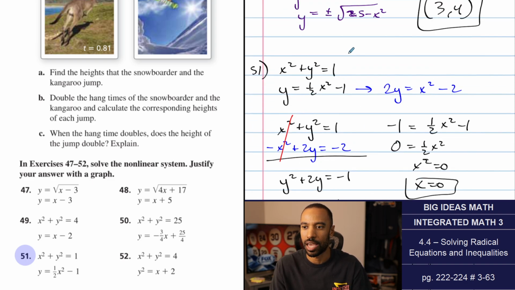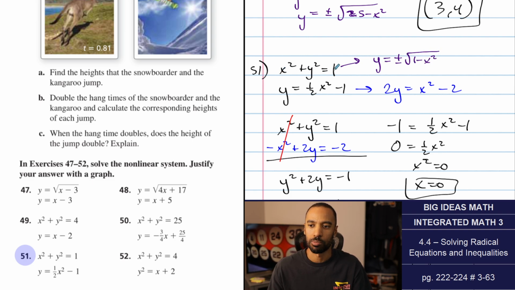Now, when we do this, I need to rewrite this equation here as y equals plus or minus square root of 1 minus x squared. Subtract x squared, take the square root of both sides. So let's go to the graphing calculator. Let's take a look at those ones. Plus or minus square root of 1 minus x squared, so square root of 1 minus x squared, negative square root of 1 minus x squared. And then this other equation is 1/2 x squared minus 1.